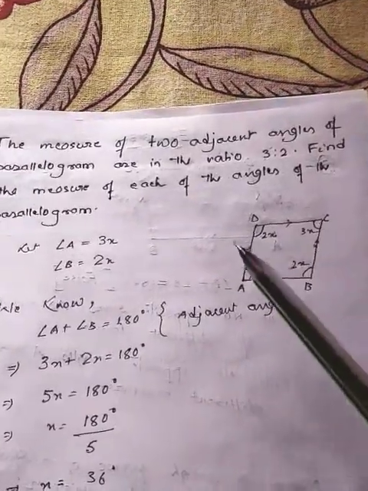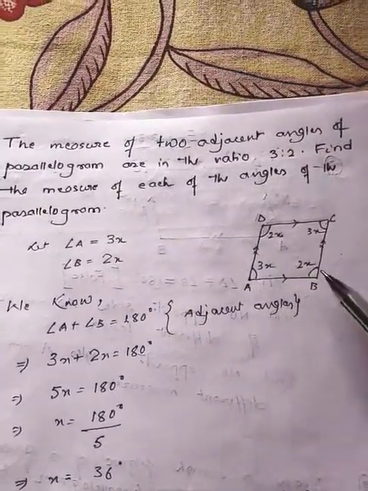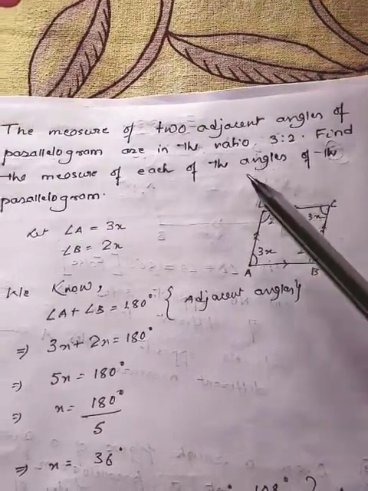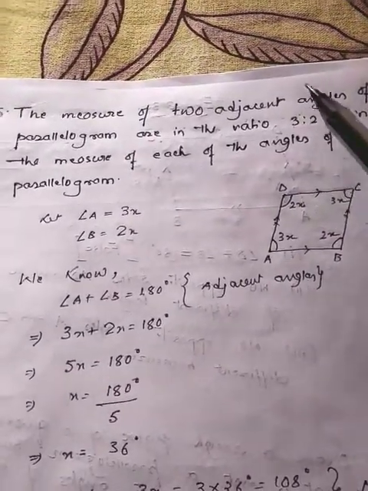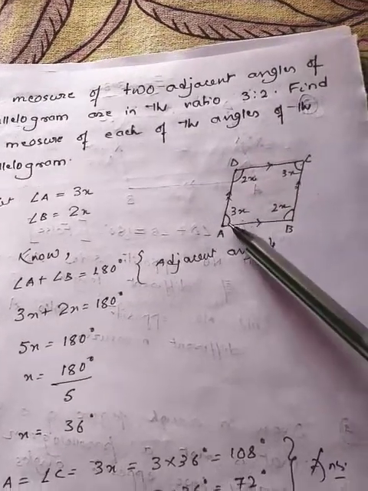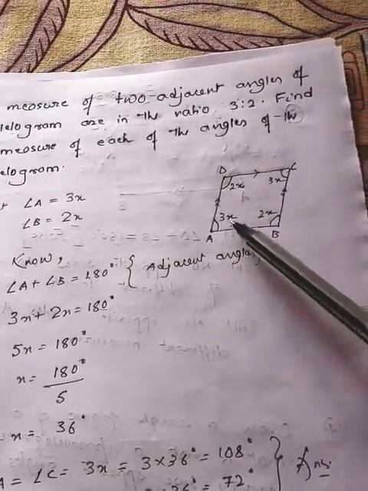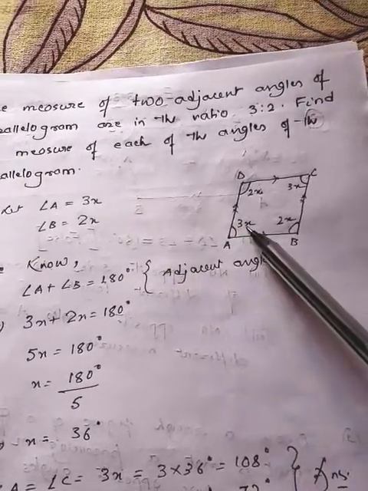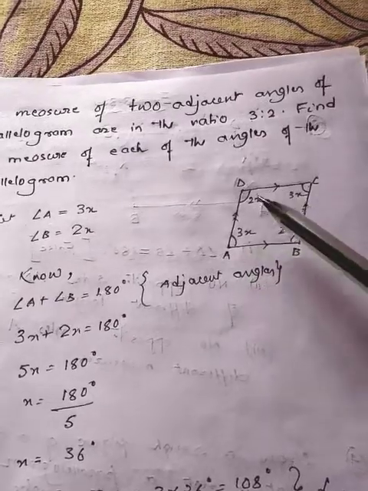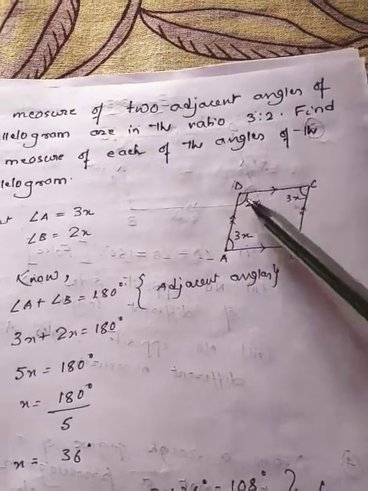Now for this you have to draw a rough sketch of a parallelogram. That is, I have drawn one parallelogram. I have named it also A, B, C, D. Now as per the first line, they have said that two adjacent angles are in the ratio 3:2. So I have let these two angles be adjacent angles. Let angle A be 3x and angle B be 2x. These are two adjacent angles I have taken. You could have taken D and C also, no problem.